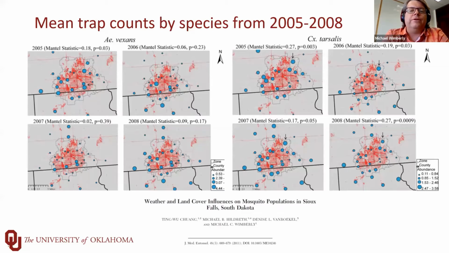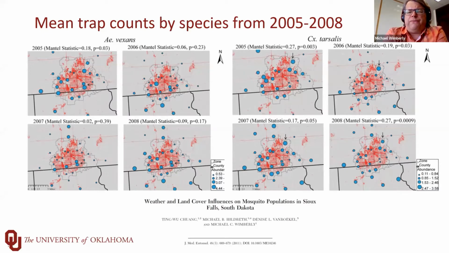These are mosquito data that are being collected over 4 years. And here they're just summarized in terms of the mean count of mosquitoes per trap night. So we can see, bigger circles are where there are more mosquitoes. Smaller circles are where there are fewer mosquitoes. We have Aedes vexans on the left and Culex tarsalis on the right. And one of the first things you see when you look at the data is it's kind of noisy.